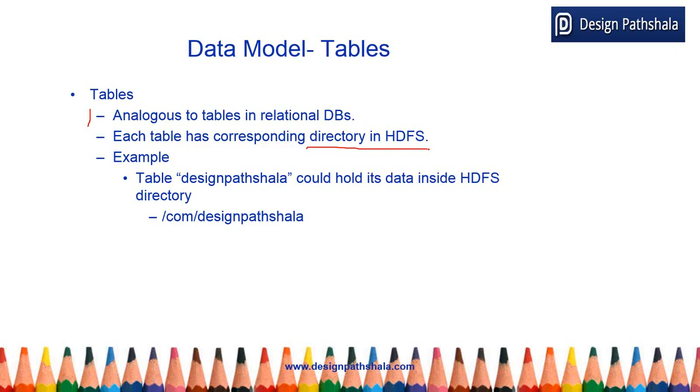So here that file was lying in HDFS, and we just triggered a query, which was nothing but a kind of MapReduce program at the backend that was written by the big query, and that processes the data. For example, if I say the table DesignPathshala could hold the data inside an HDFS directory, and the directory could be /com/designpathshala. There could be any number of files inside this directory, and all I say is that this directory is pointed to as the DesignPathshala table. So all the files inside this directory would be read by this table, and we can just give the structure of the table, that is, how the structure of our data inside this directory looks.